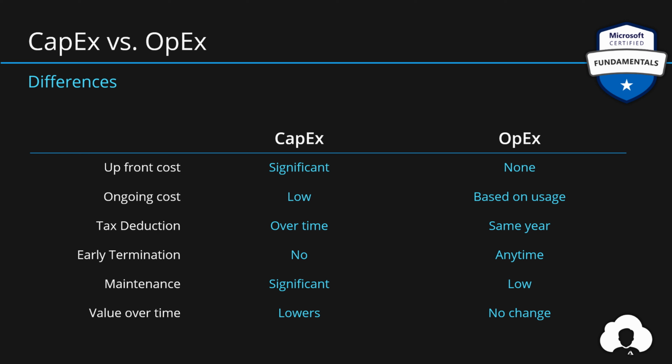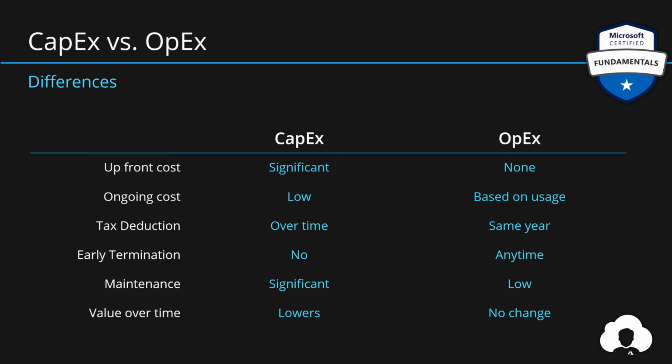So operational expenditure allows you to cancel servers at any time. If you no longer need those applications, you simply cancel. In CapEx, well, you own the server, so you cannot cancel anything. You just waste more resources because the server is underused.